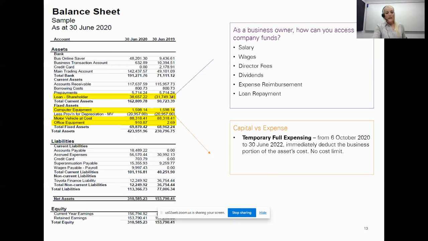Also, just quickly looking at capital versus expenses. There have been a lot of changes in this space over the last few years. Temporary full expensing is currently in place for businesses with a turnover of less than $5 billion. This means that you can deduct in full the business cost of any eligible assets installed by the 30th of June 2022, and there is no cost limit on that either.